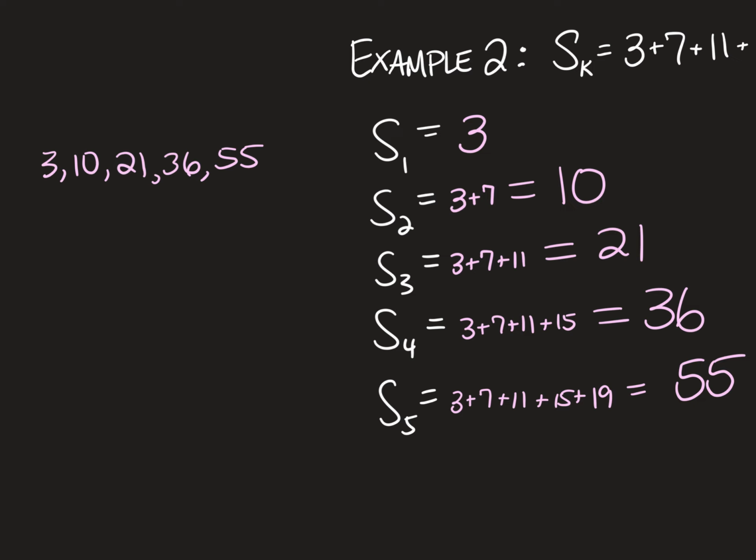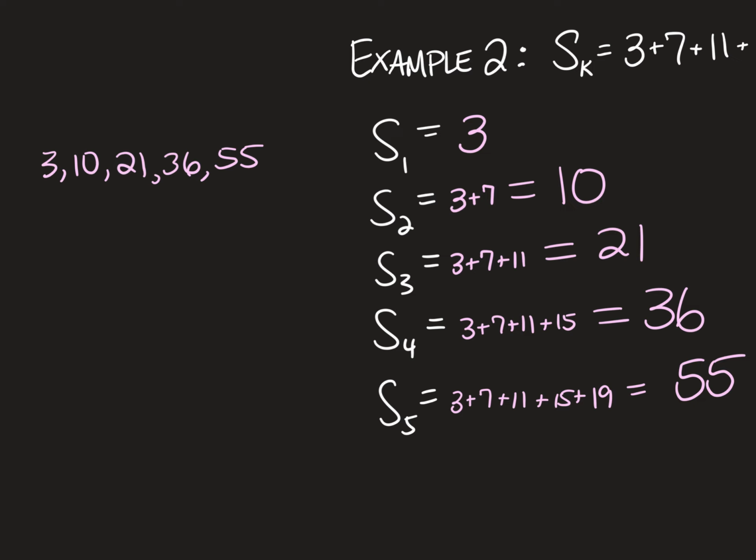Is it going to be arithmetic? No, because we're not adding the same thing every time. Is it going to be geometric? No, and again, to figure that out, you would want to do 10 divided by 3 and 21 divided by 10 to see if they're the same. 10 divided by 3 is 3 something. 21 divided by 10 is 2 something. They're not the same. So it's not arithmetic, it's not geometric. So let's check to see if it's quadratic, because that's one at least that we have some experience with.